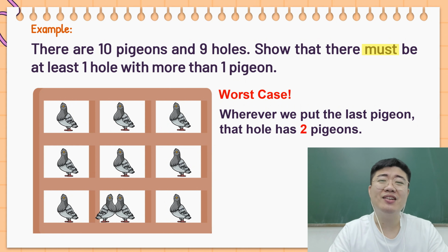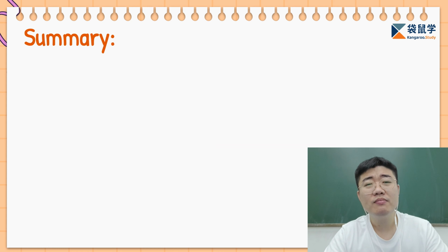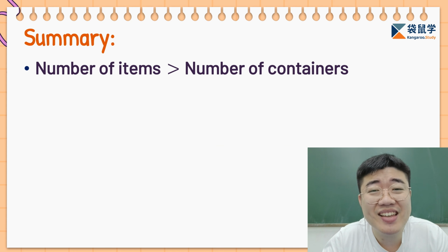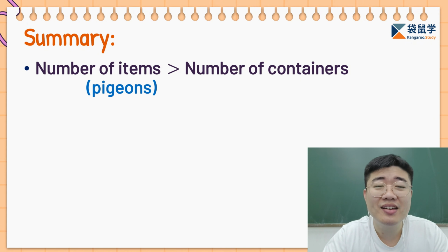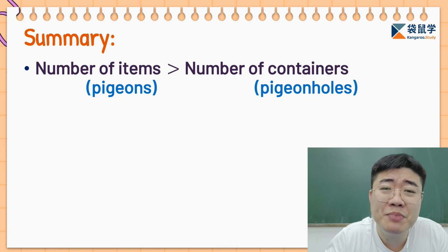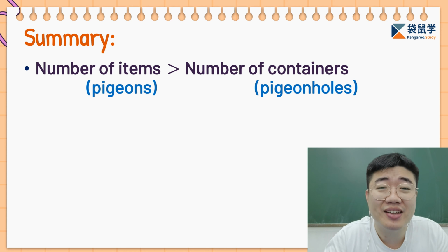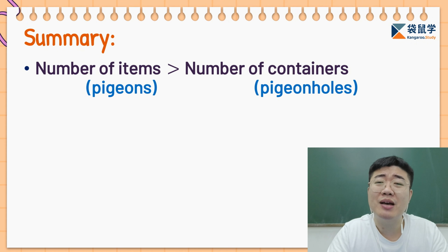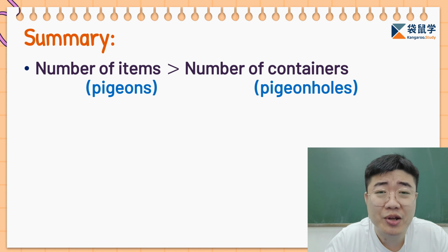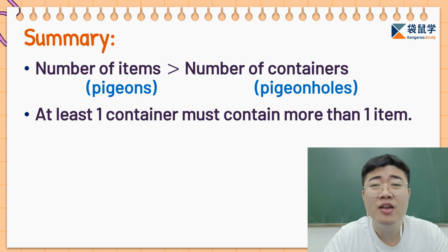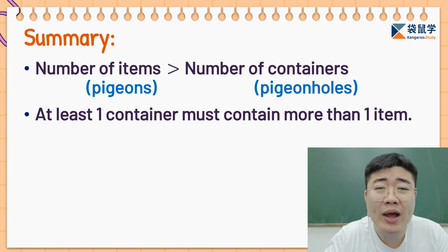So now, let us take a look at the summary of this question. When the number of atoms is more than the number of containers, in this case, the atoms are the pigeons, and the containers are the pigeonholes. In this question we got 10 pigeons, 9 pigeonholes. 10 is greater than 9. If this happens, after we put 1 pigeon in each hole, there will be some pigeons left. Those pigeons will go to some of the pigeonholes. Those particular pigeonholes will have more than 1 pigeon. So we always have 1 container that has more than 1 atom.